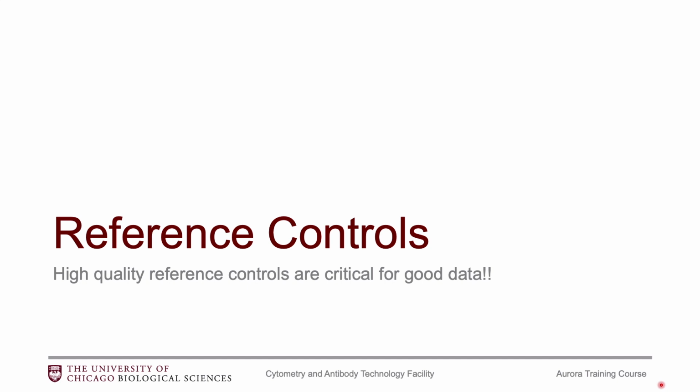If you want to be successful at the Aurora and get the highest quality data from it, then it's critical that you bring high quality reference controls for every single experiment. I have found that the most common cause for getting poor quality data off of the Aurora is that you brought poor reference controls. So in this video, I'm going to give you 5 rules to follow in order to produce these reference controls.